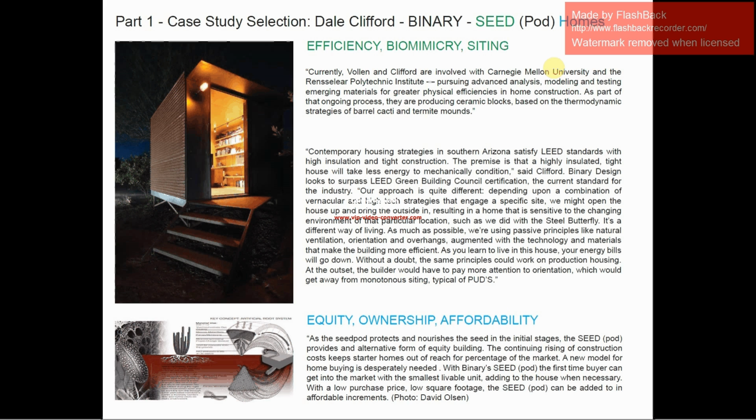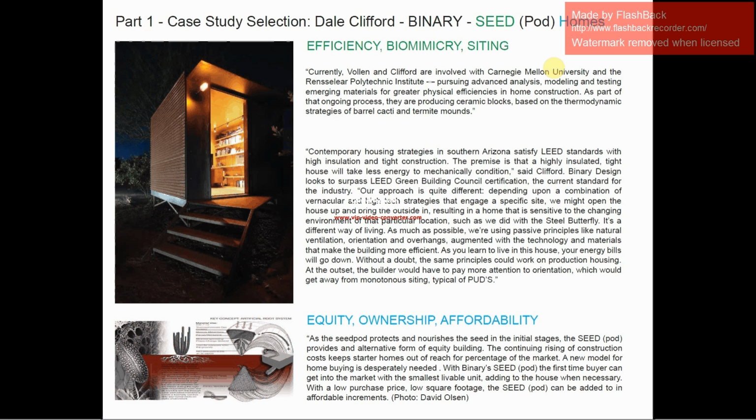So I started this semester looking at a case study from Dale Clifford, who worked through Binary on something called seed pod homes, and he basically looked into the efficiency in terms of the siting and environmental context of the seed pod home, and partnered with Carnegie Mellon University to explore how the practice of biomimicry can serve as a precedent for green building and sustainable architecture.